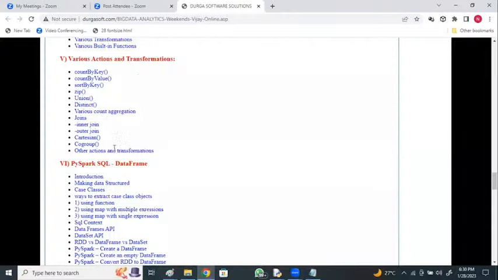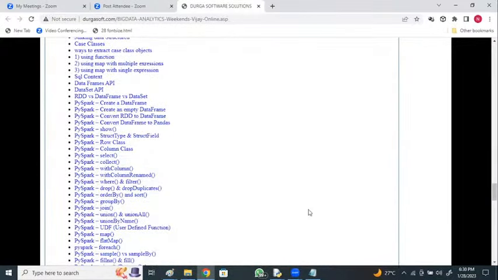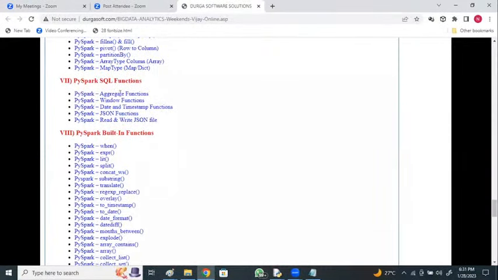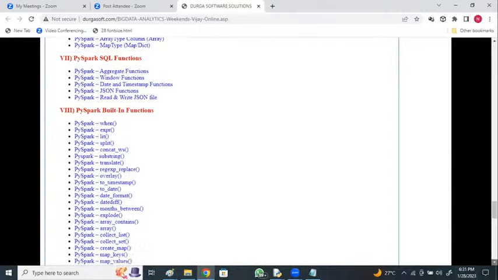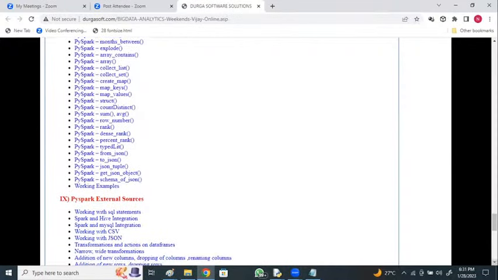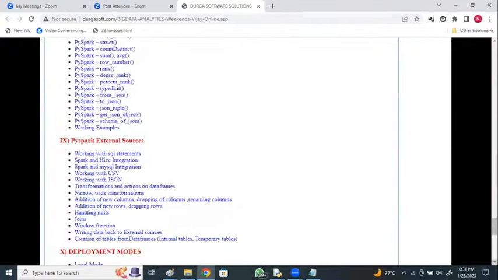With built-in transformations and actions, we no need to write huge code. Then various joins: inner join, Cartesian. PySpark SQL DataFrames, making the data structured using maps, RDD, PySpark show, Row class, select, collect, withColumnRenamed, where, orderBy, group, join, union, one by one, all these APIs with working examples. PySpark SQL functions: aggregate functions, window functions, date functions, JSON read, and built-in functions like when, expr, lit, translate, overlay, to_timestamp, percentage, rank, count distinct, row_number, rank, dense_rank, all this.